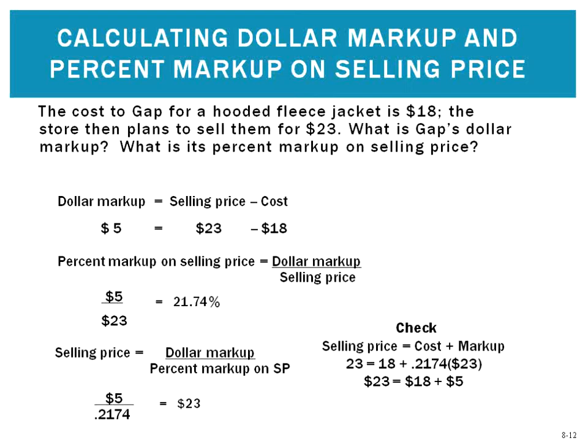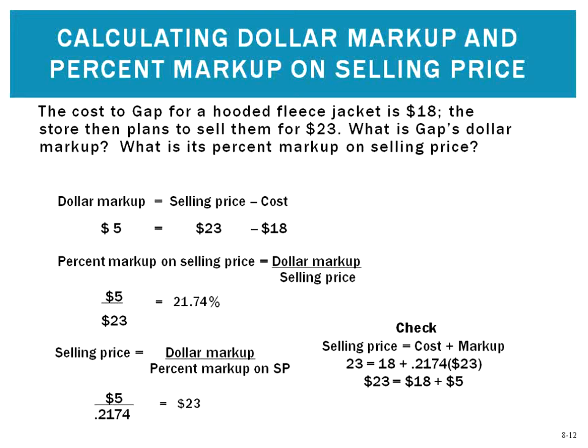Okay, so our dollar markup is still $5, right? 18, 23, the difference is 5. But now we want to base it on the selling price. So our portion is 5, our base is 23, and so our rate is 21.74%. Okay? So our selling price is equal to our dollar markup divided by our percent markup on selling price. Okay, this is just a way to check.